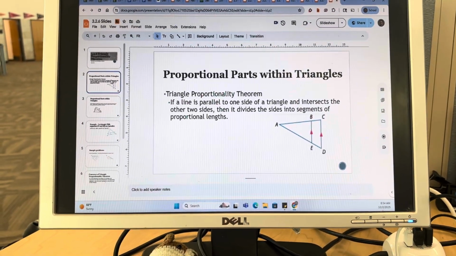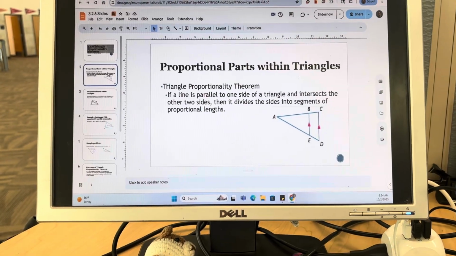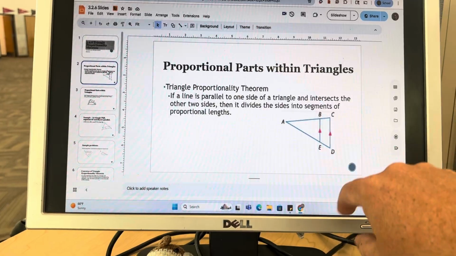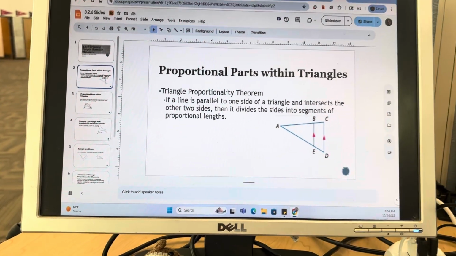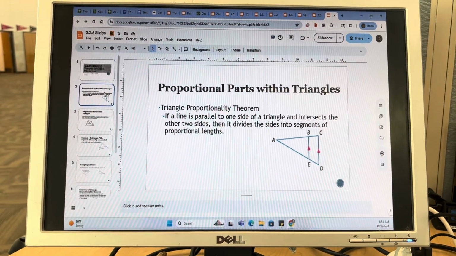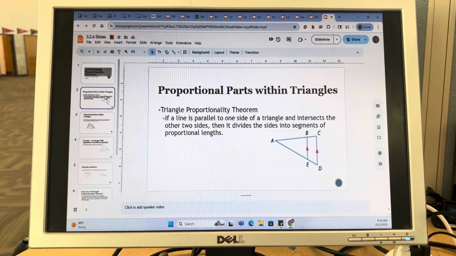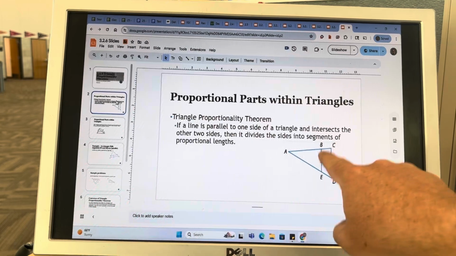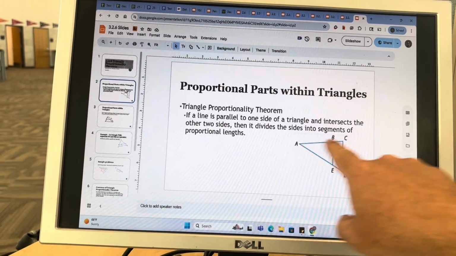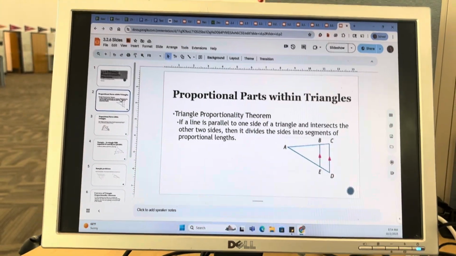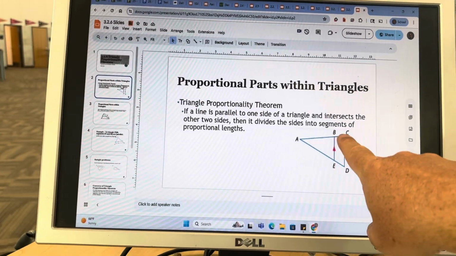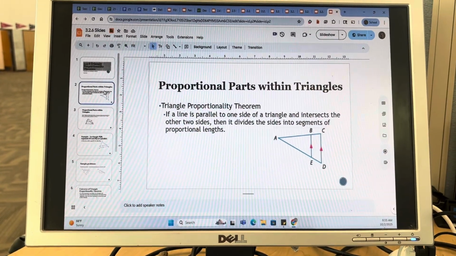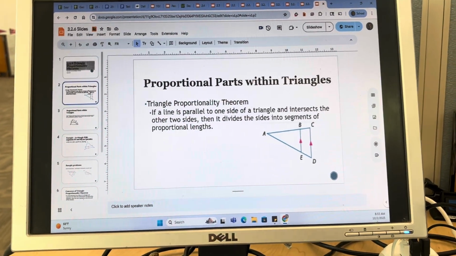It works like this. The triangle proportionality theorem says that if a line is parallel to one side of a triangle and intersects the other two sides of the triangle, it divides the sides into segments of proportional lengths. So basically what we looked at yesterday with similar triangles, triangle ABE would be similar to triangle ACD, but you could also take it a step further and say top over bottom, and have that be a good proportion for you, and it would work.